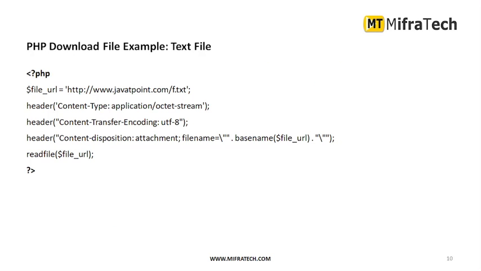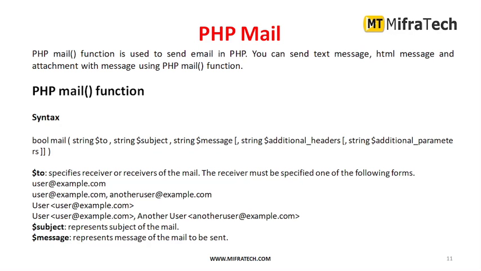For example, you can see file URL, header, content type, application, header, and readfile URL. Next, we are going to see the PHP mail function.